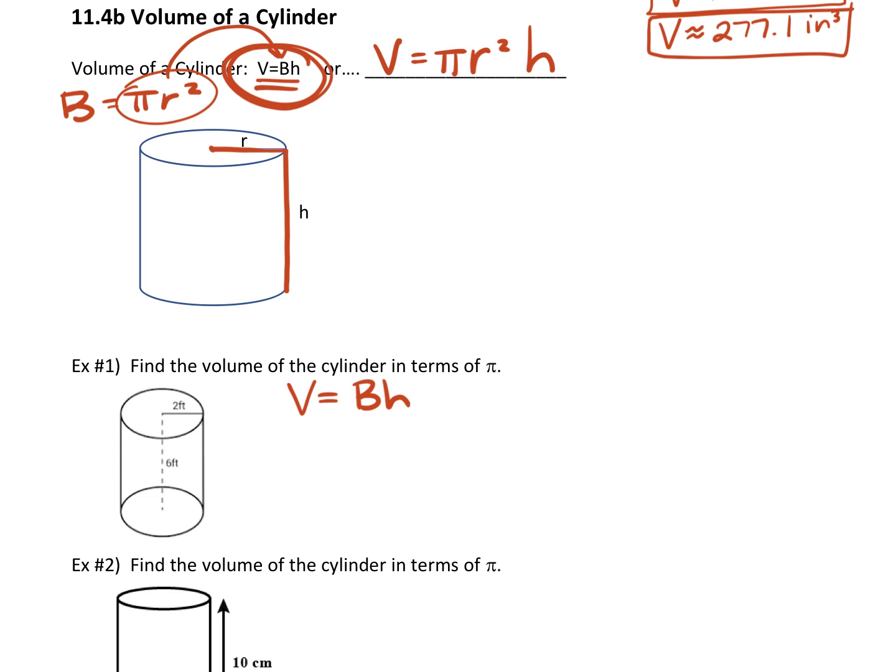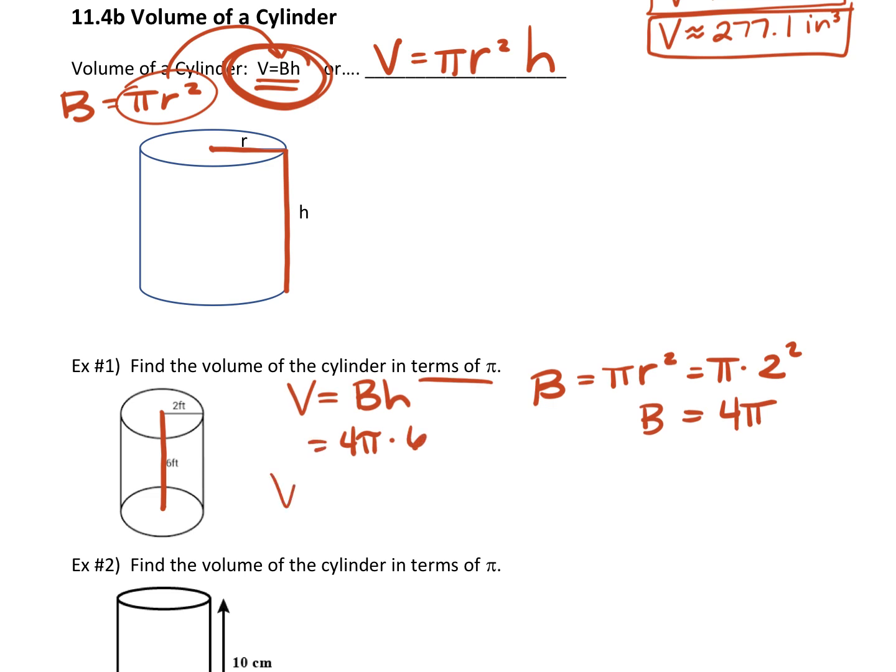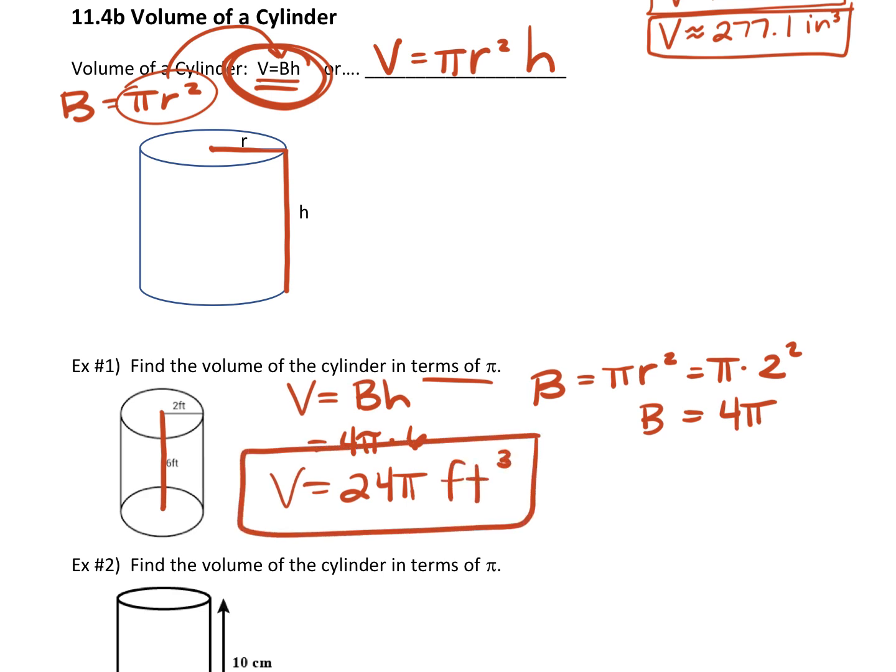Let's see. Okay, so your B, and notice it says leave it in terms of pi, so don't plug pi in, right? Your B is the area of your base, which is pi r squared. So that's going to be pi times 2 squared, or 4 pi. Okay, so B is 4 pi. H is the height, which is going to be this guy here, so 6. And when you plug that in, you get 24 pi feet cubed. Good work.